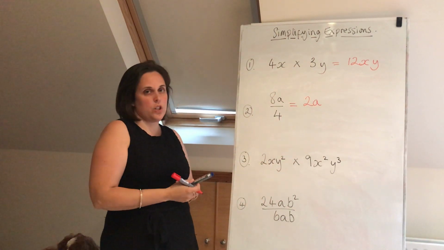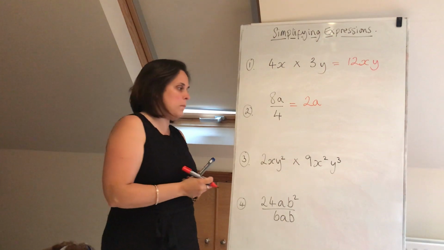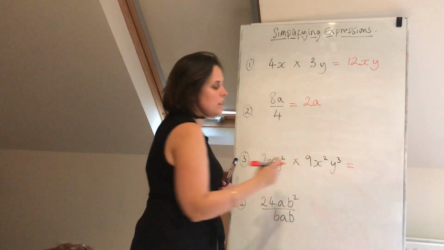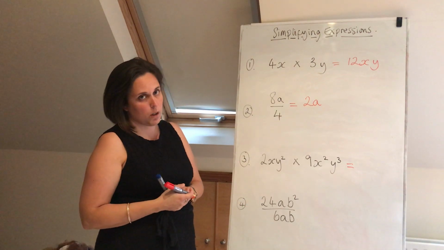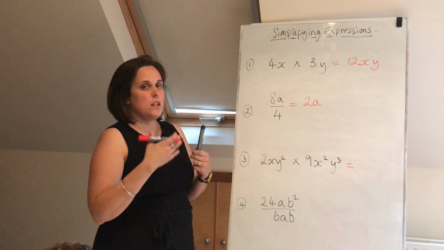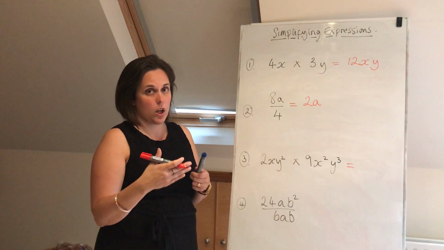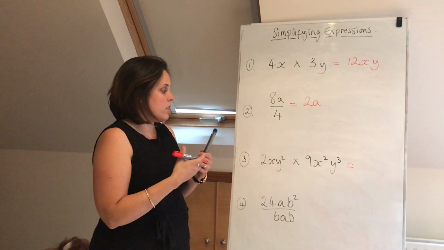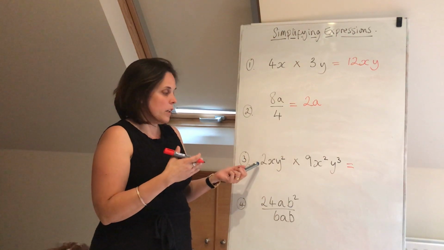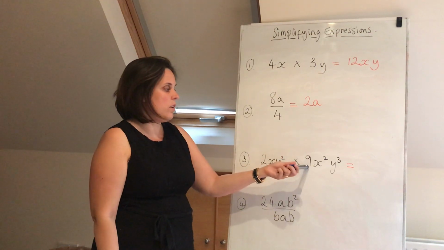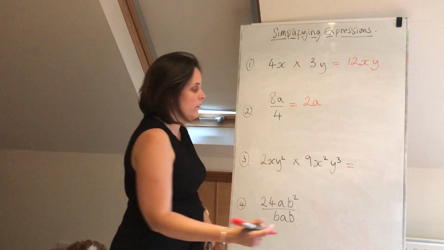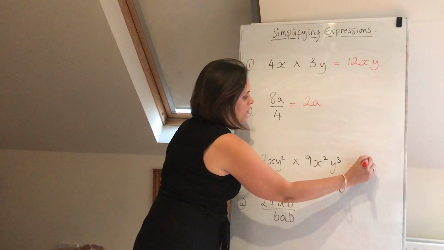My last two questions that I've got here are a little bit more complicated, but the rules still remain the same. So first of all, this multiplication one. Now my advice would be take each part of the term one at a time and start with your numbers and then work through the letters. So here we've got 2 and 9. So 2 times 9, first of all, is 18.